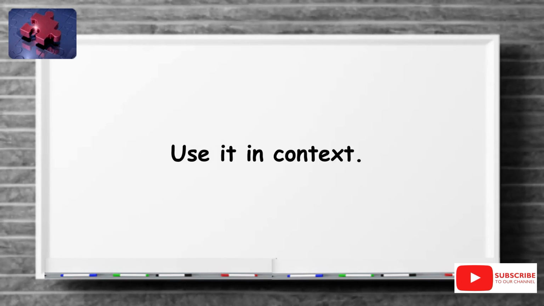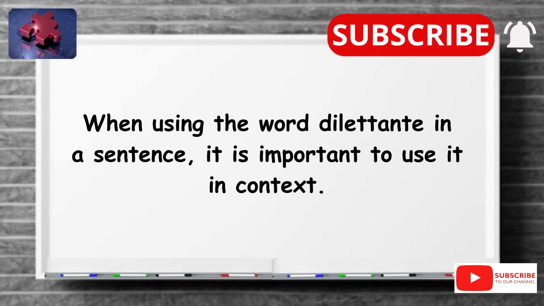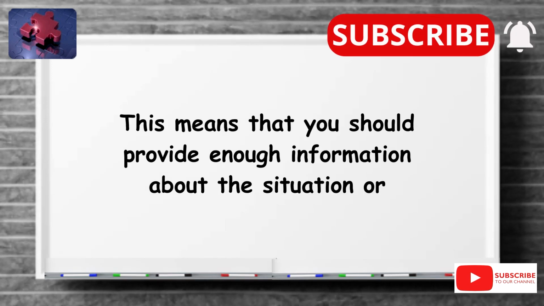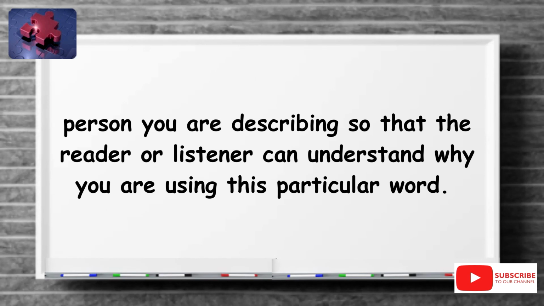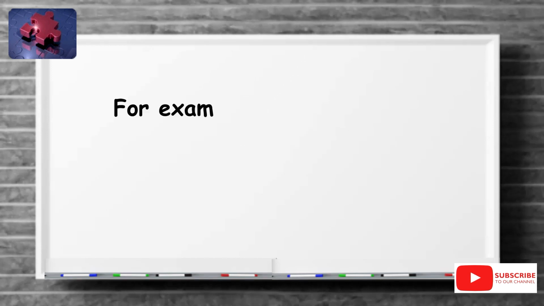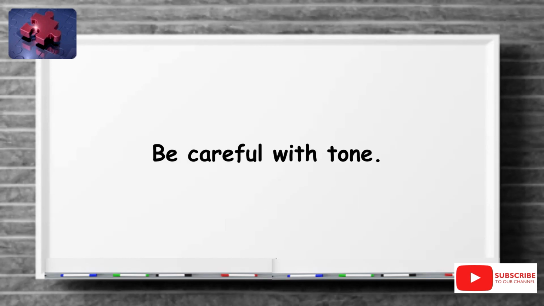Use it in context. When using the word dilettante in a sentence, it is important to use it in context. This means that you should provide enough information about the situation or person you are describing so that the reader or listener can understand why you are using this particular word. For example, you might say, he was a dilettante when it came to painting, dabbling in it only when he had spare time.